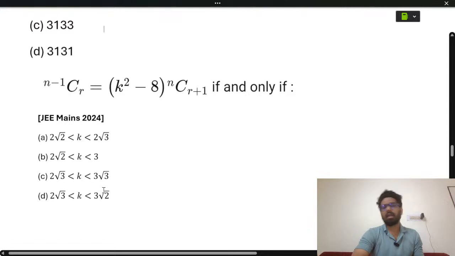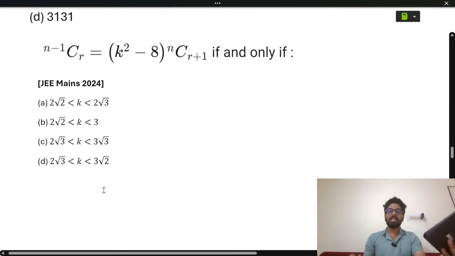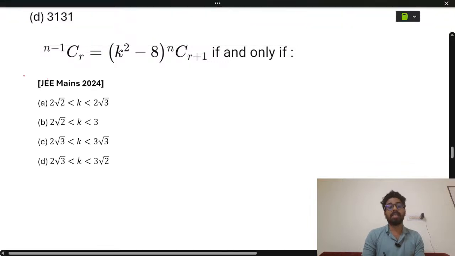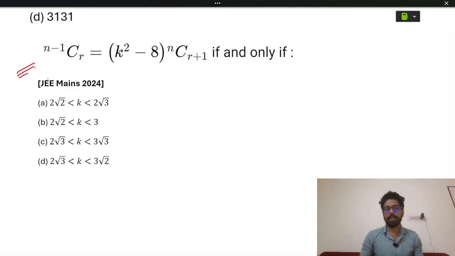Now, this is another classic question, the question which I really like, okay, a brainy question which they have asked in recent years. I would say in the last 20-25 years, this is one of the very good questions, or out of the box they have asked. So it's (n minus 1)Cr equals k square minus 8 times nC(r plus 1), if and only if. Alright, let's solve this one.